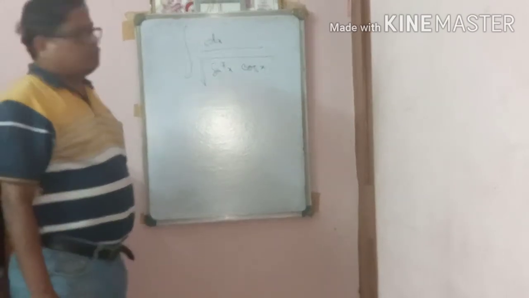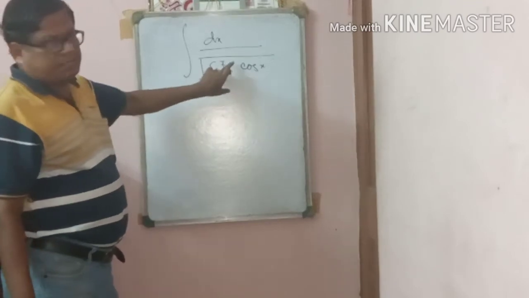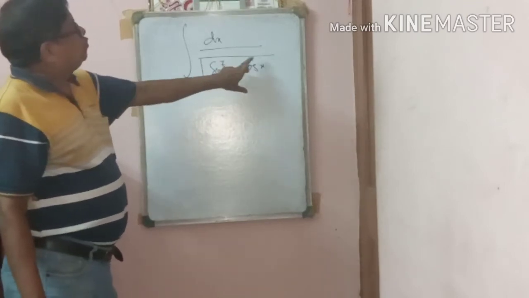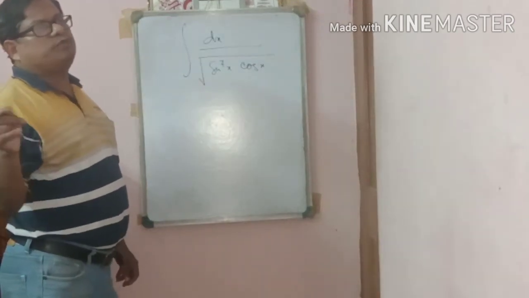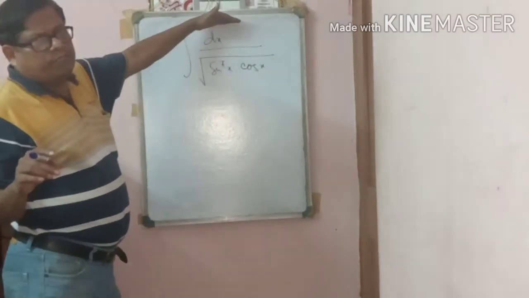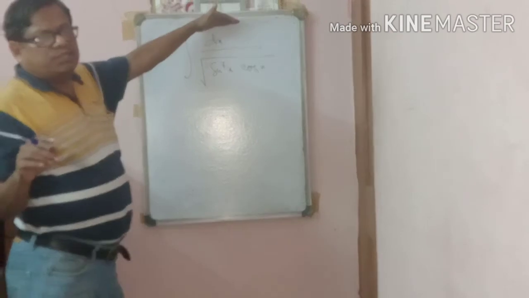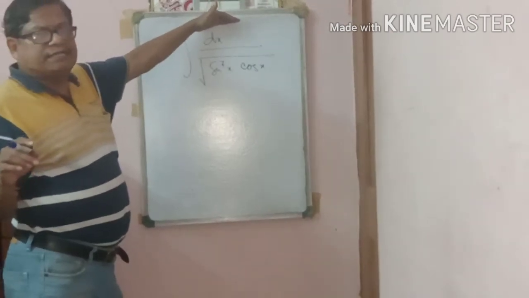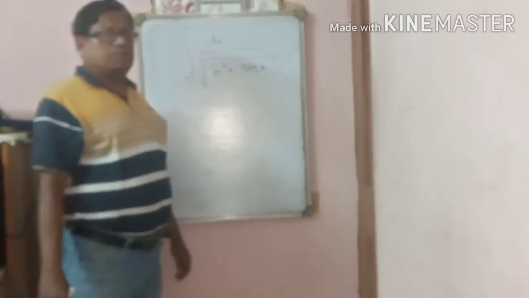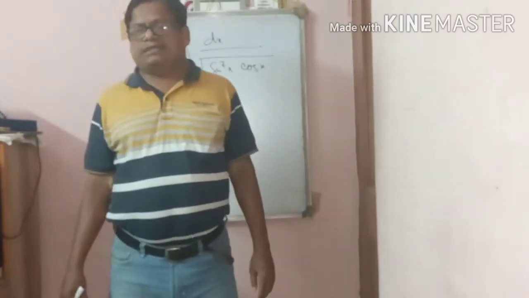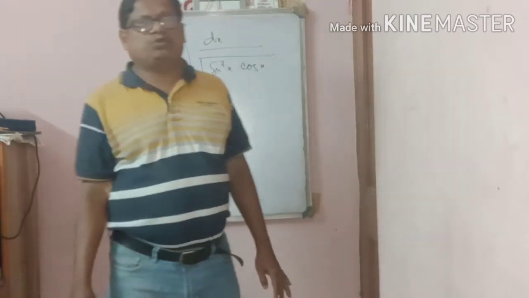See, 7 by 2 plus 1 by 2 power, that is 8 by 2, which means 4. So it will be negative even number, in terms of sin to the power mx, cos to the power nx. So you put tan x equals z. Keep in mind, if sin to the power mx, cos to the power nx dx, and m plus n is a negative even number, then you put tan x equals z.